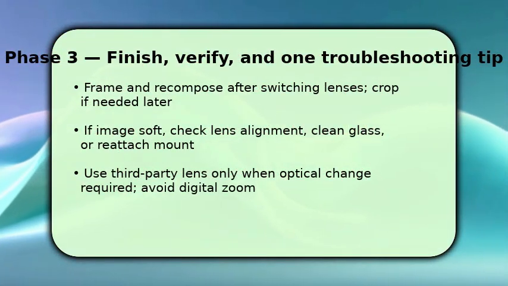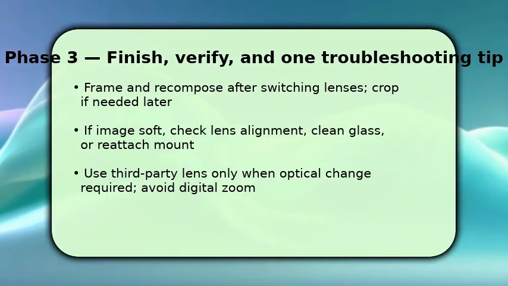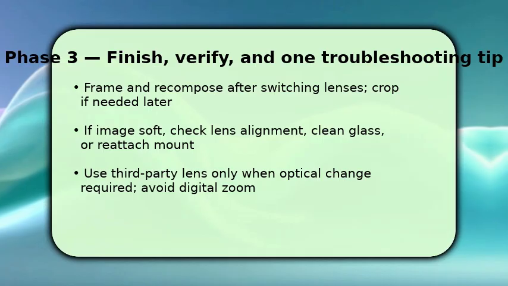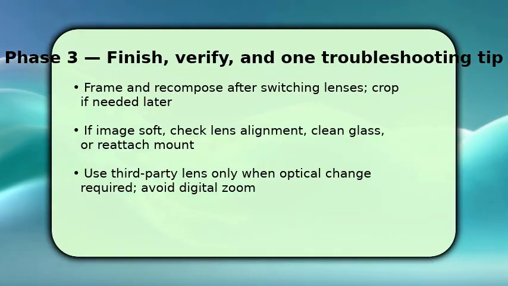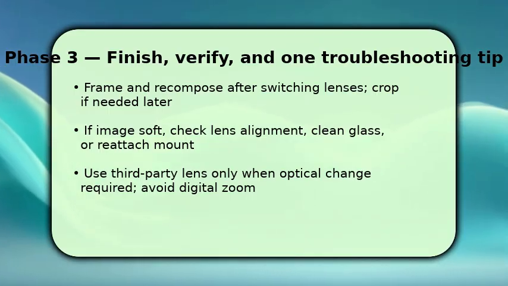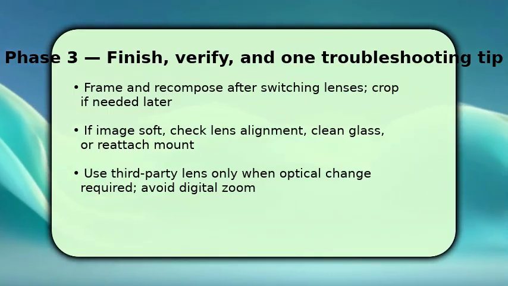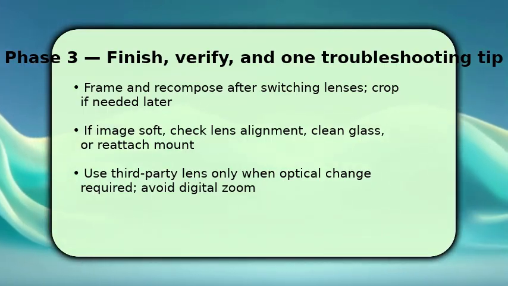Optical focal length alters field of view, so adjust your position. Take the shot and review at 100% to confirm sharpness. If the image looks soft, make sure the external lens is aligned and clean, reattach the mount, or switch back to the built-in lens. Misalignment is the usual cause. Remember, the only real way to change focal length is switching optical lenses. Avoid relying on digital zoom for true focal change.